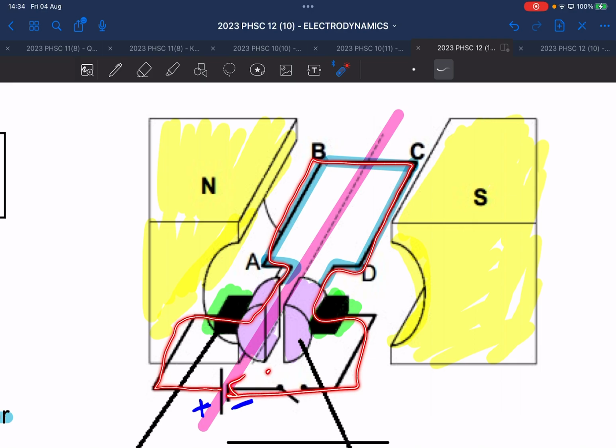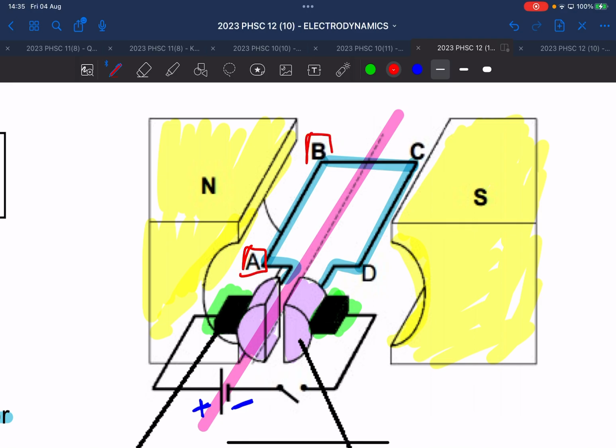Nee? Okay. So, wanneer hulle vir jou so 'n vraag vra, when they ask you a question like this in the exam, choose a segment. Choose A, B or choose C, D. Okay? So, ek gaan sê, kom ons kies vandag A, B. I'm going to choose A, B. I want to know, is A, B going to go up or is A, B going to go down? Because if A, B goes up, it's clockwise. If A, B goes down, it's anti-clockwise.